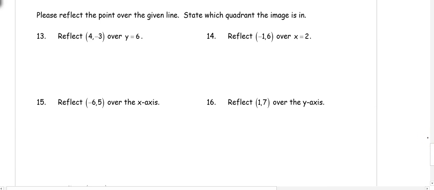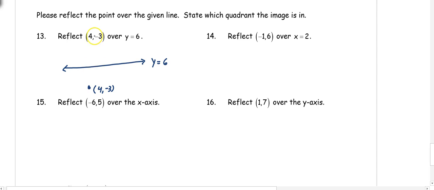Please reflect the point over a given line. State which quadrant the image is in. So think about just drawing a line first of all. If we have y equals 6, y equals 6 is a horizontal line. Our point 4, -3 would be somewhere below this line.